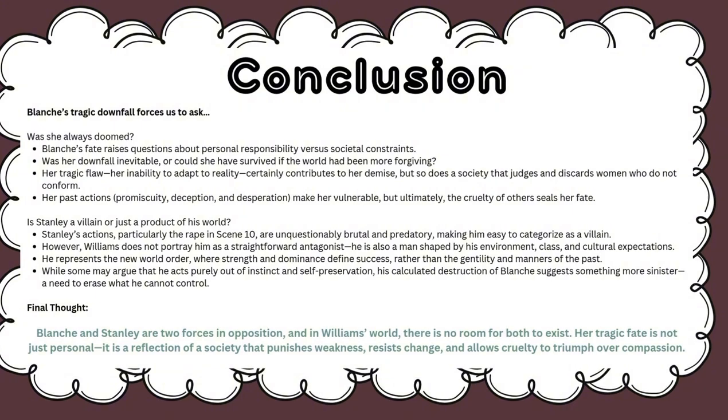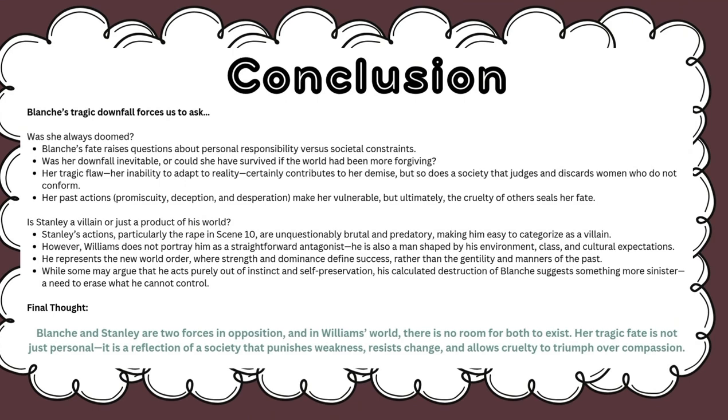And finally, Blanche's tragic downfall forces us to ask, was she always doomed? Well, her fate raises questions about her personal responsibility versus societal constraints. Was her downfall inevitable, or could she have survived if the world had been more forgiving? Her tragic flaw, her inability to adapt to reality, certainly contributes to her demise, but so does a society that judges and discards women who do not conform. Her past actions, such as promiscuity, deception, and desperation, make her vulnerable, but ultimately the cruelty of others seals her fate.